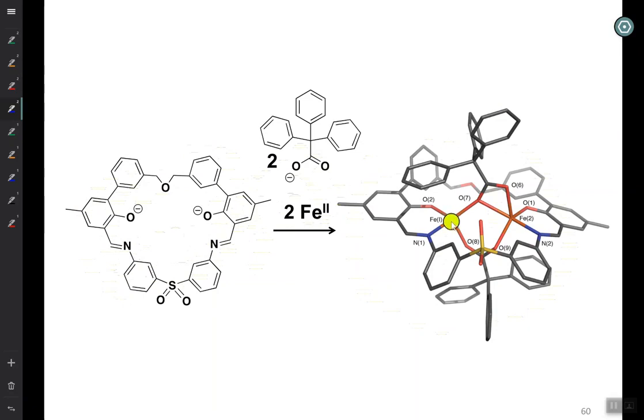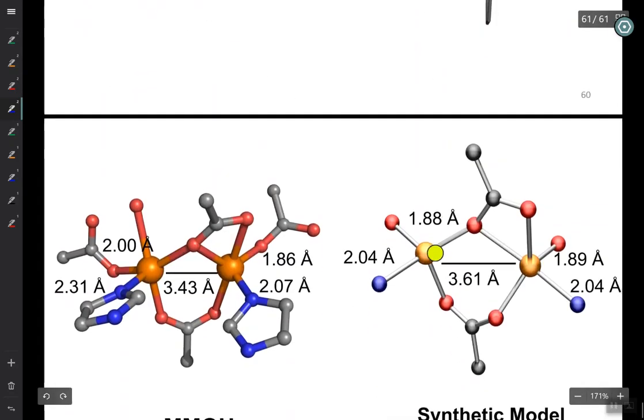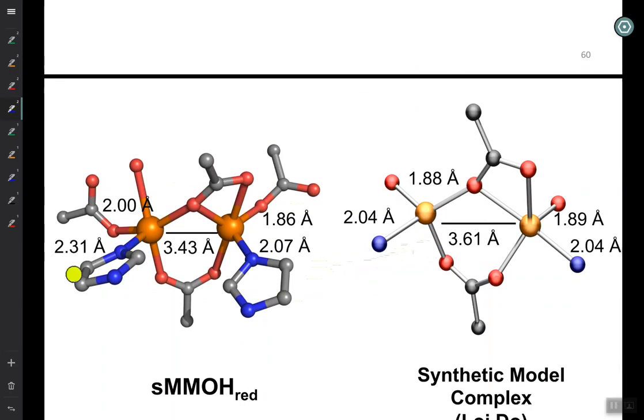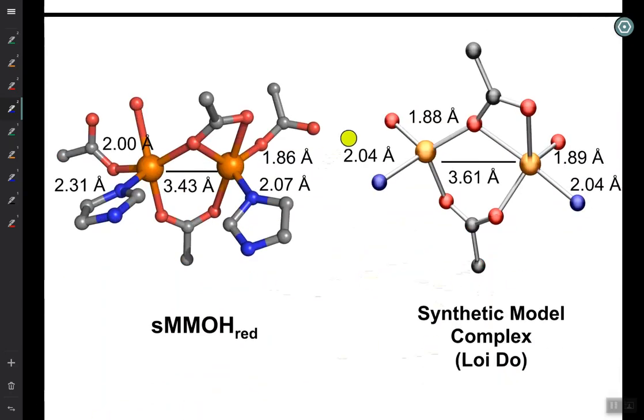So the irons are now bound to the oxygen and nitrogen chelates that are shown here, and then you have a carboxylate on the bottom face of the structure that's bridging, and then a carboxylate on top that's also bridging, but in an eta-2, eta-1 kind of bridging motif. What's really exciting about that result was that we can compare the X-ray structure of the protein, the SMMOH reduced form, versus the synthetic complex that I had made. This was actually the first structural mimic of this enzyme.